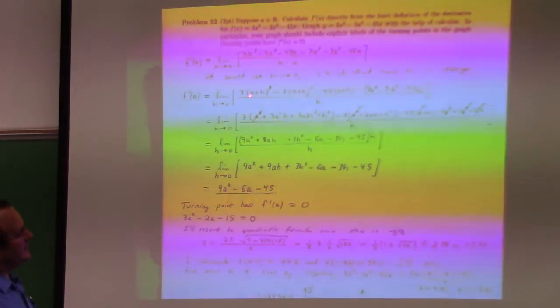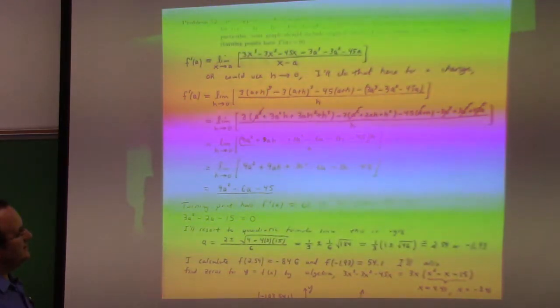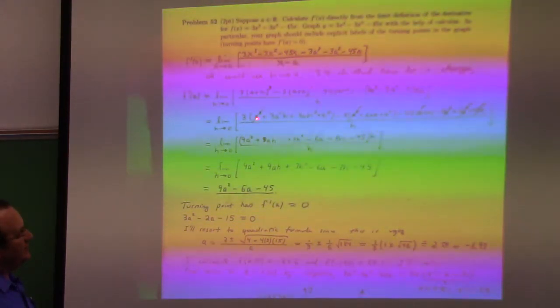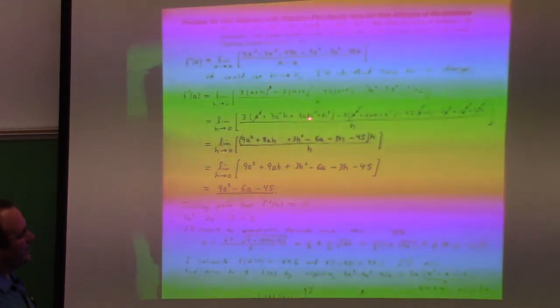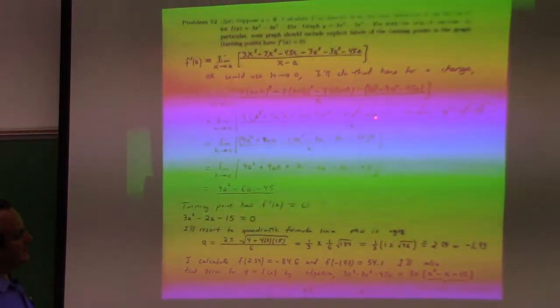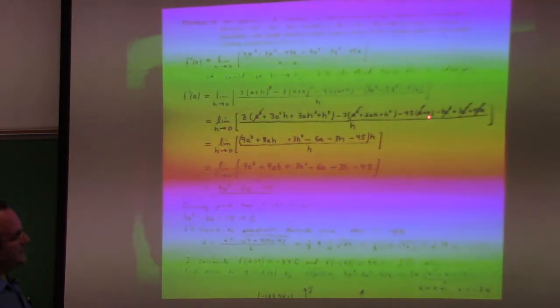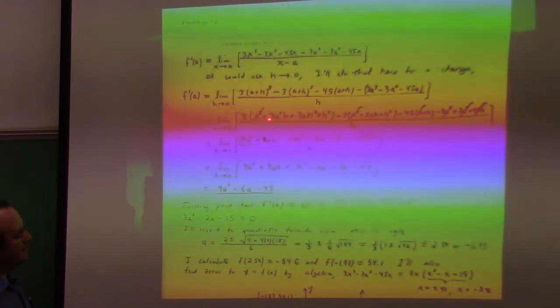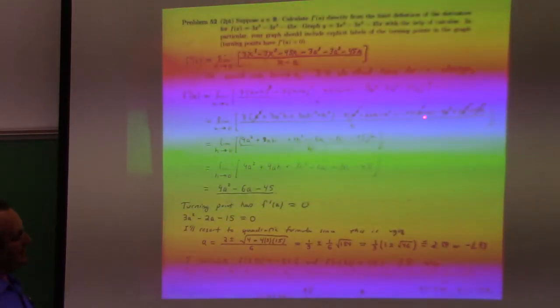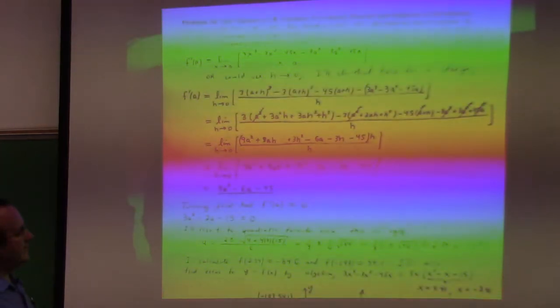This is f of a plus h. That's f of a. And when you expand these, you get a plus h cubed expands to a cubed plus 3a squared h plus 3ah squared plus h cubed. A plus h squared is a squared plus 2ah plus h squared. And then, of course, I've got my 45 times a plus h. Now, the a terms here cancel with the f of a terms over there, leaving us everything having a residual h.